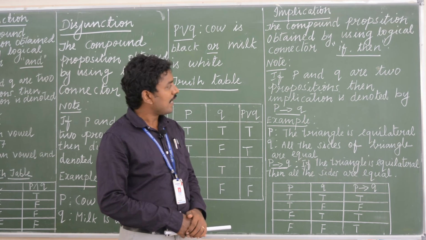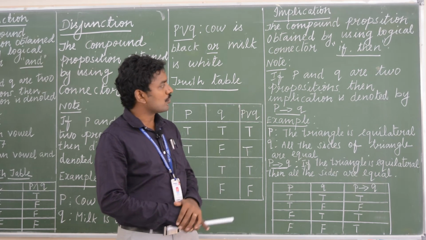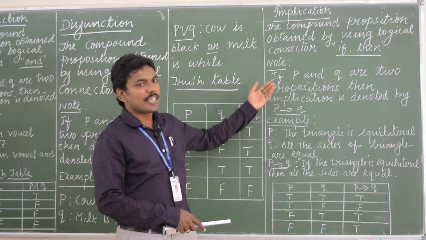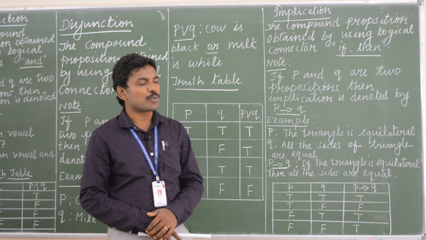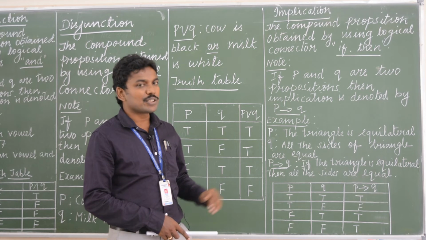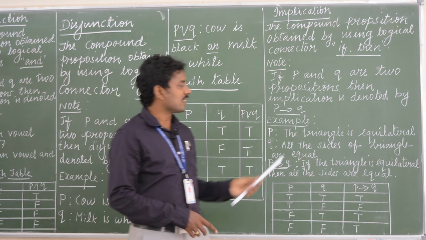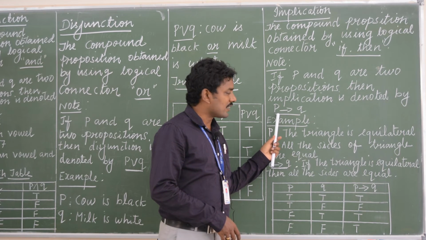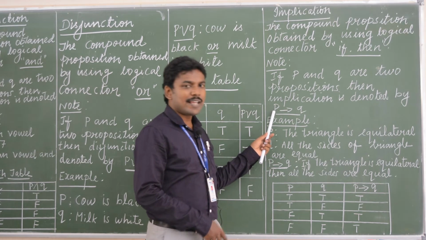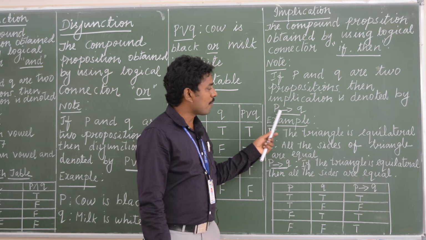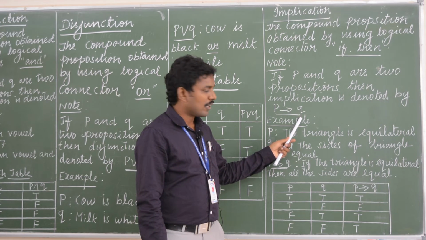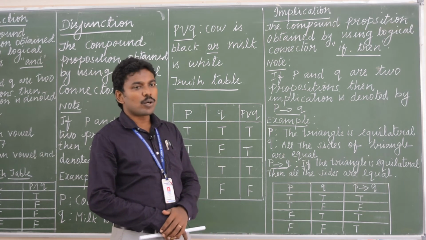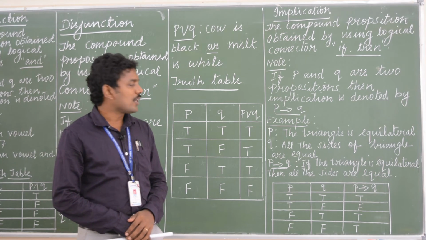And again, let's go to the note. The note says if P and Q are any two propositions, then implication or conditional is denoted by P arrow Q. Observe this notation very carefully. You have to read it as P implies Q. And before going into the example, let me tell you one thing here.